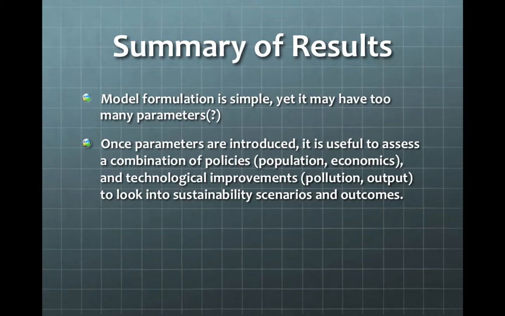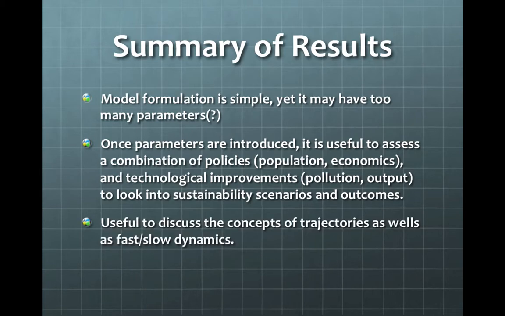Now, once the parameters are introduced, so once you realize that you have 20 parameters, then this model is useful to assess a combination of policies, on the population, on the economics, and technological improvements on pollution and capital output, to look into sustainability scenarios and outcomes. So I think in that sense, the model allows you to do this. And I think the model formulation is very useful to discuss the concepts of trajectories as well as fast-slow dynamics.